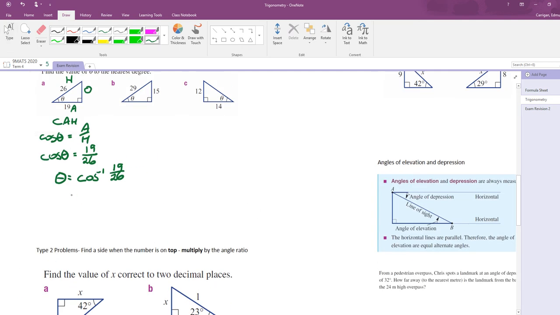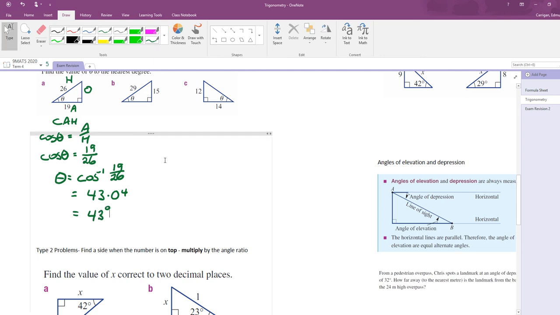So doing that, I'm going to go second function cos. And then I'm going to use brackets to put mine in. You can either use brackets or the fraction button. 19 divided by 26, close my bracket, equals 43.04. Now it's asking me to find it to the nearest degree. So that is simply 43 degrees.